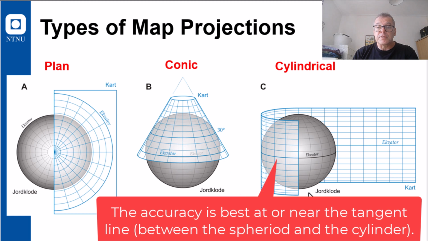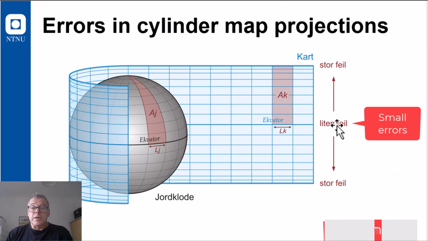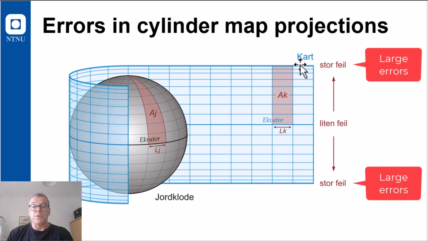Similarly, for the cylindrical map projection, typically the equator could be used as a tangent line where the surface of the Earth touches the cylindrical form. And then the accuracy is best at or near the equator. So at the equator, for the cylindrical map projection, we may have small errors, but the errors increase as the distance from the equator increases, both towards the north and towards the south. So at the polar regions, we will have large errors in cylindrical map projection.